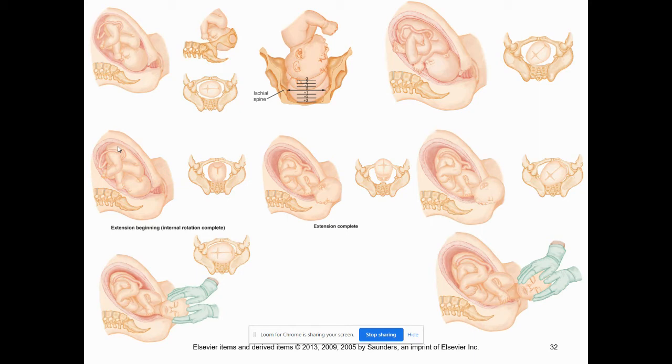Okay. The upper left-hand of the slide is indicating those processes for descent. The upper right-hand of the slide is showing internal rotation. And then the other ones are explained pretty much. The middle right-hand of the slide shows external rotation, and the lower slide shows expulsion.